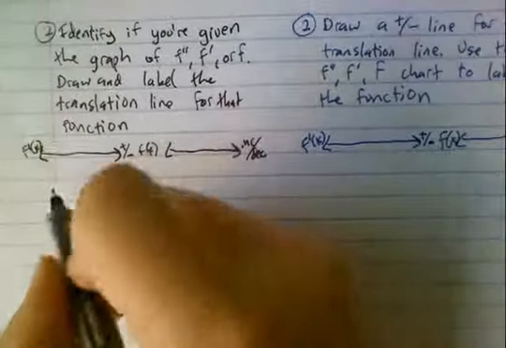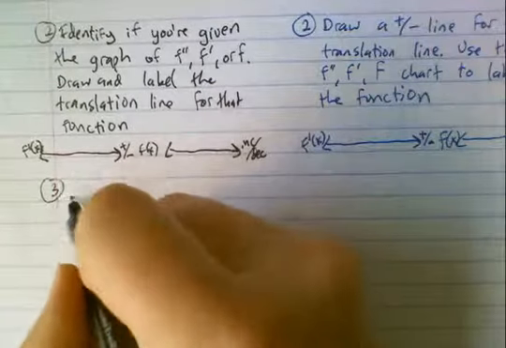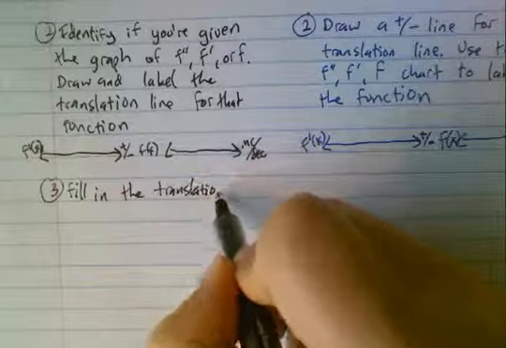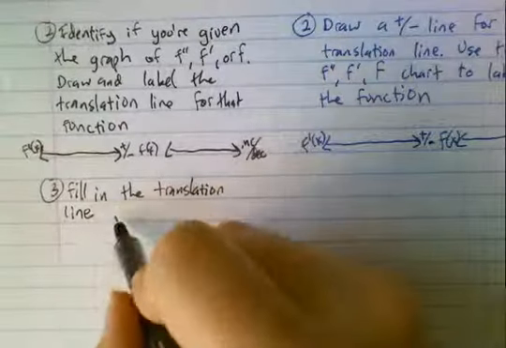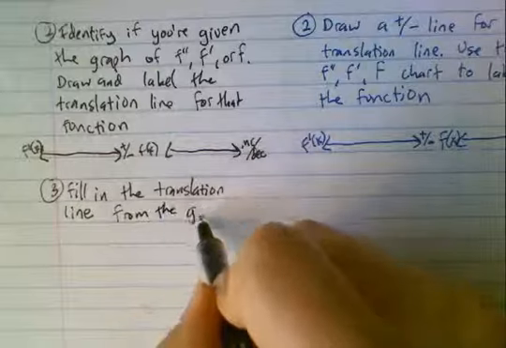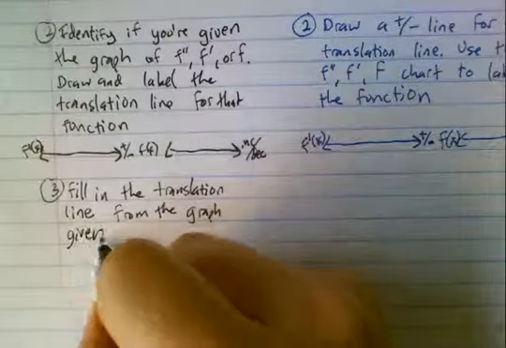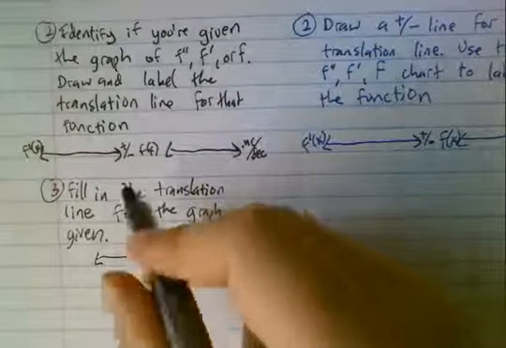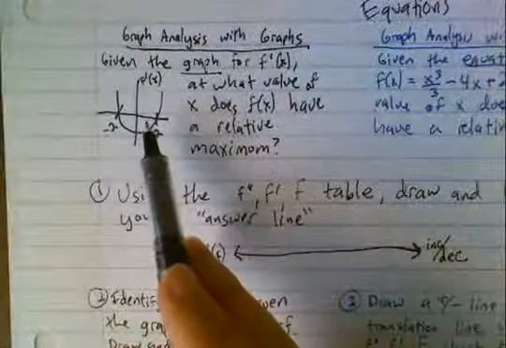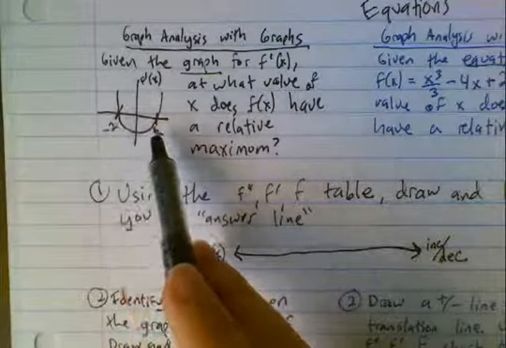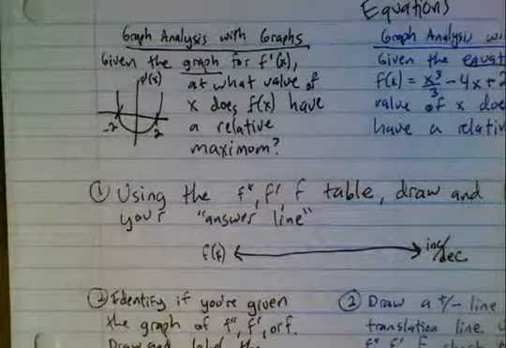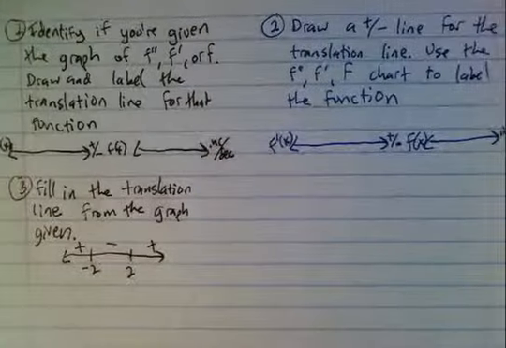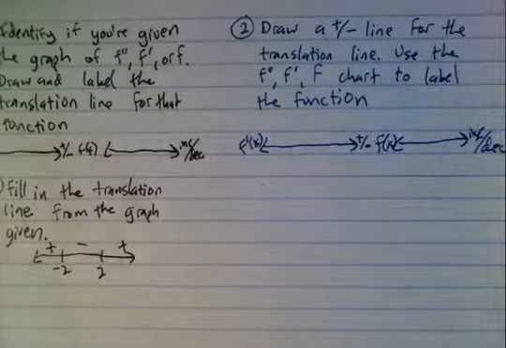Our third step for the graphs was to fill in the translation line from the graph given. So in that case, this was f prime of x, that's given to us up here: positive up to -2, negative until 2, and then positive the rest of the way. So just filled that in from the graph there. For equations, we're going to actually have to do a couple more steps.